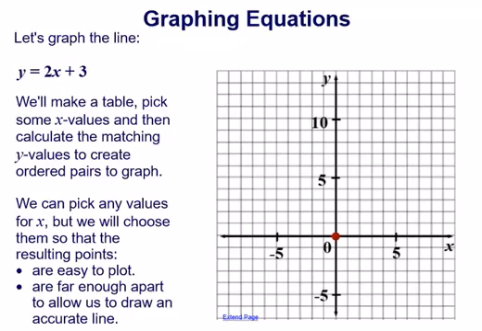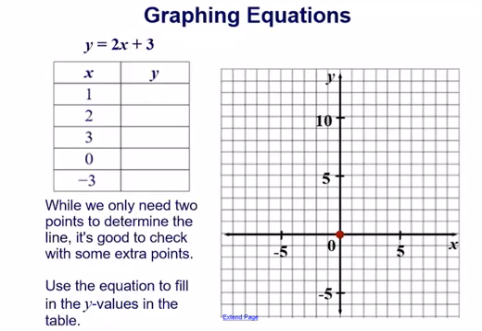We'll make a table, pick some x values, and then calculate the matching y values to create ordered pairs to graph. Now we can pick any x values, but we will choose them so that the resulting points are, one, easy to plot. If you look at our coordinate plane, we really only have -5 to 5 on the x-axis nicely marked, and from -5 to 10 on the y-axis easily marked. And then we also want points that are far enough apart to allow us to draw an accurate line. So for y equals 2x plus 3, here is our table.